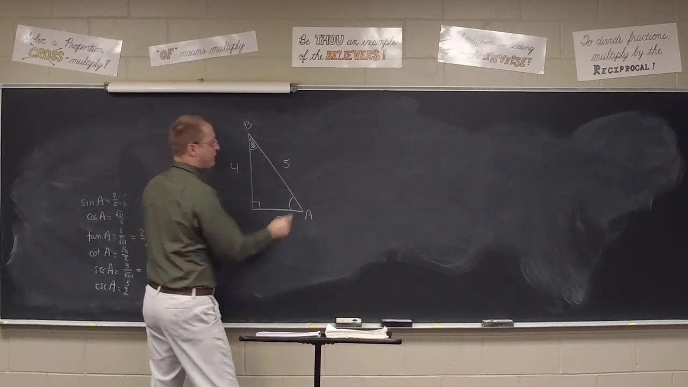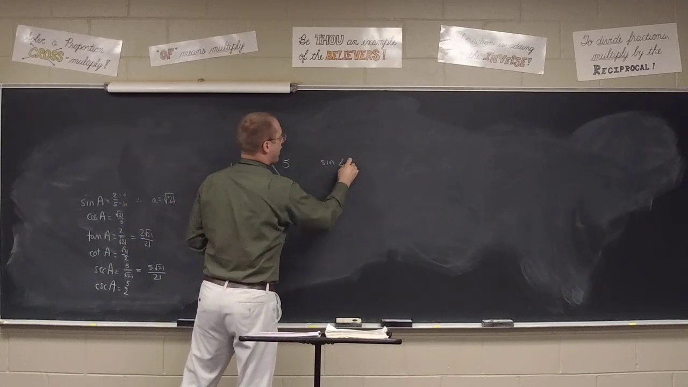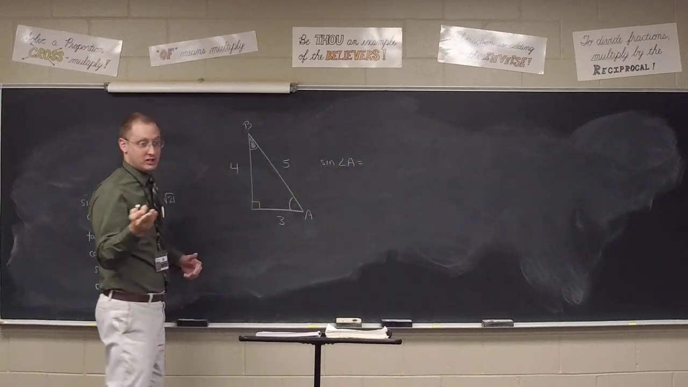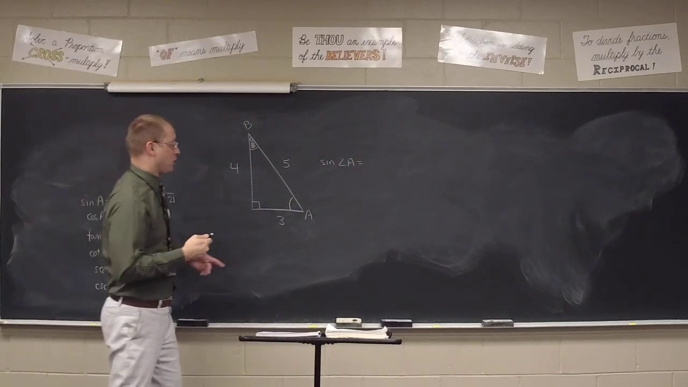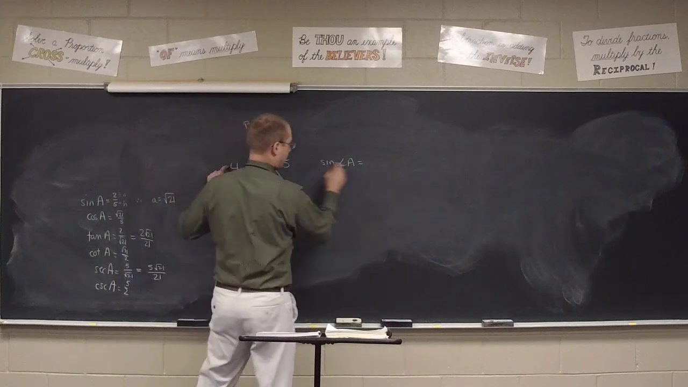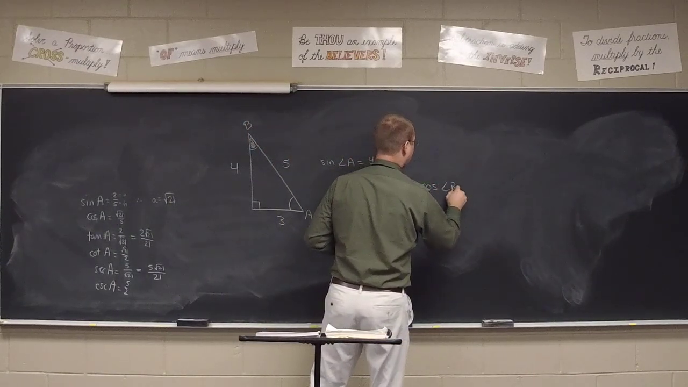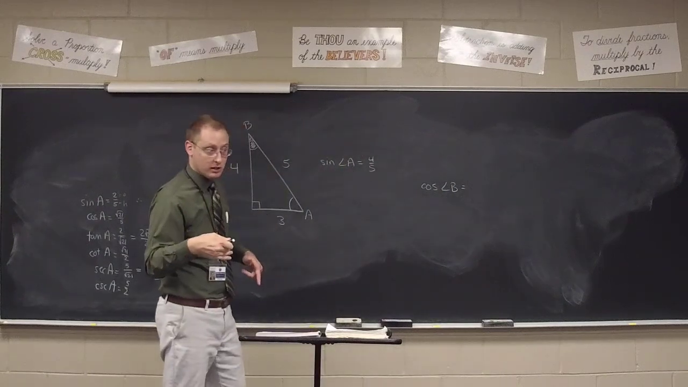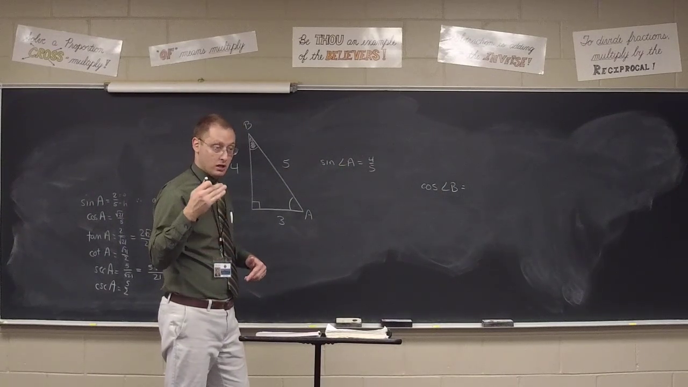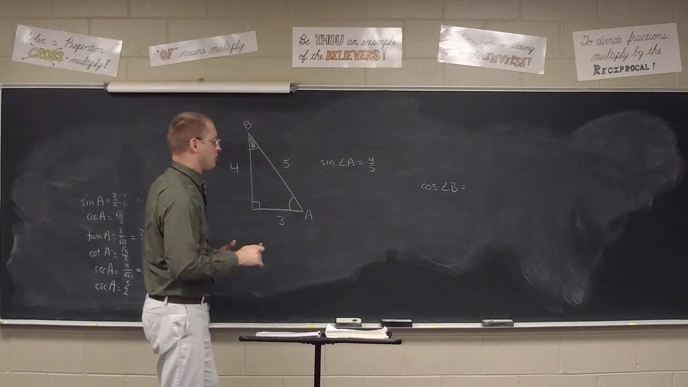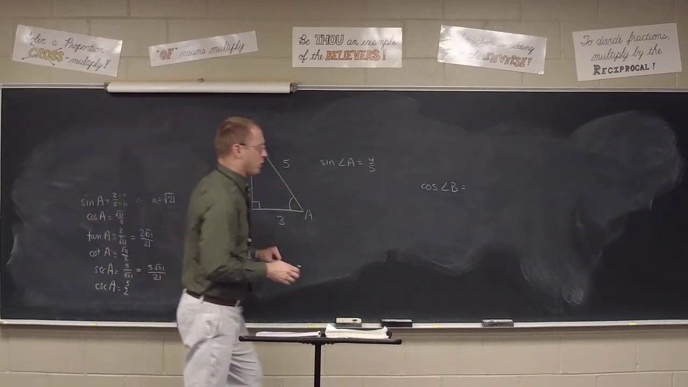We observe that when you take the sine of angle A, which is what, class? Opposite over hypotenuse, so 4 over 5. And when you take the cosine of angle B, which is what? Adjacent over hypotenuse. That would also be 4 over 5.